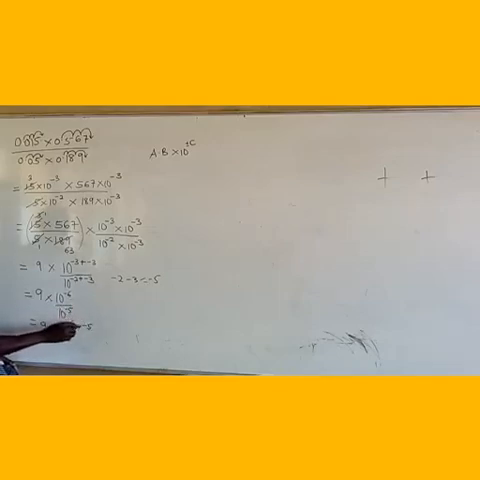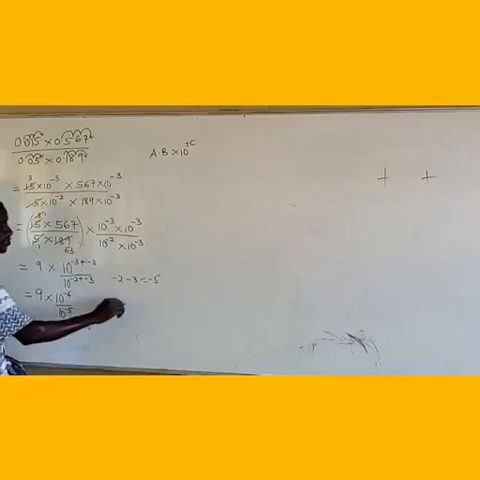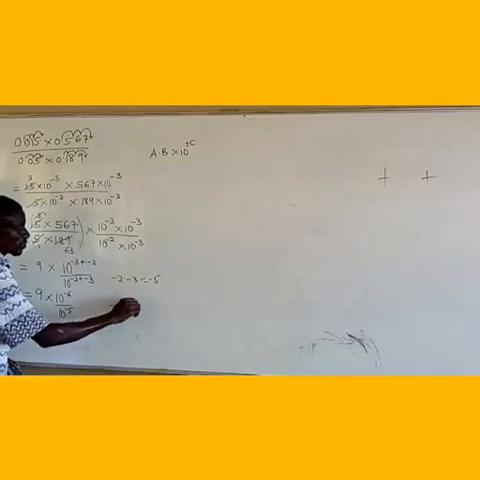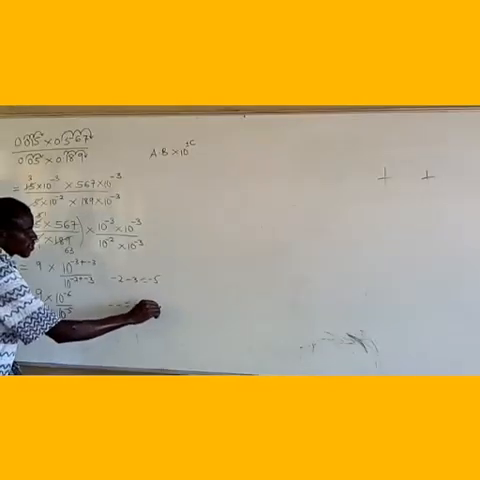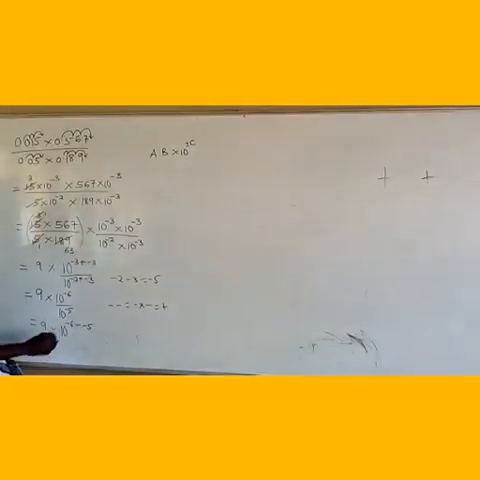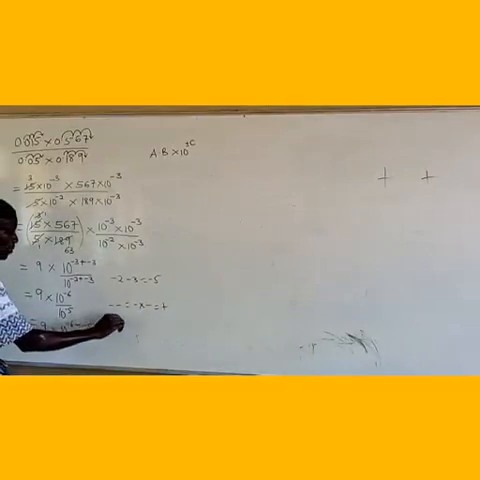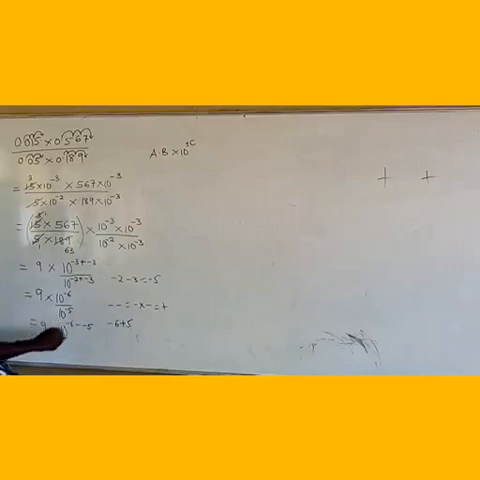So we have negative times negative, which will give us positive. So it will be -6 plus 5. -6 plus 5 will give us -1. So 9 times 10 raised to the power -1.